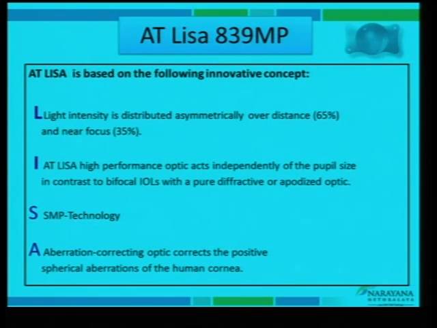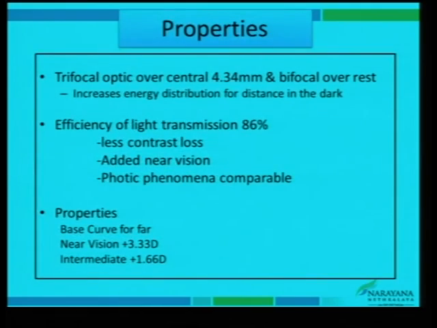This is how they came to the LISA design. The light intensity is distributed asymmetrically. The optic acts independent of pupil size. There is a little rounding of the steps to reduce the photic phenomenon again, and it's aberration correcting.